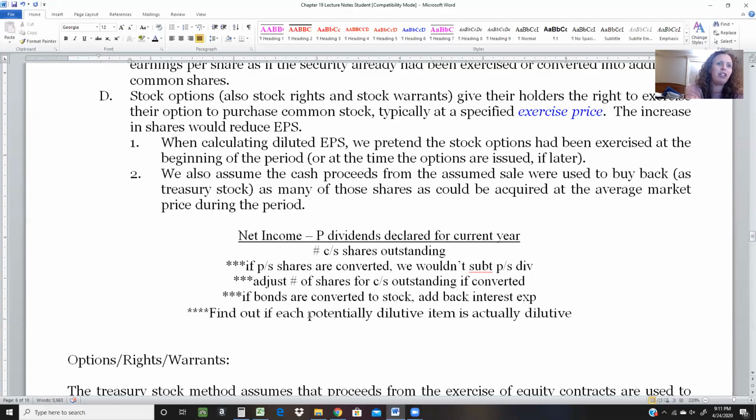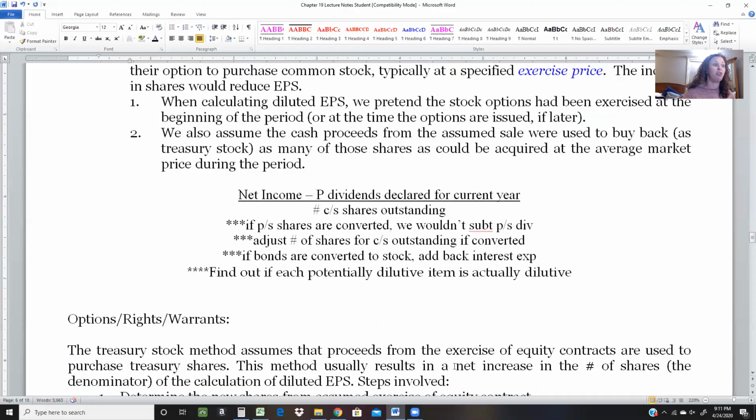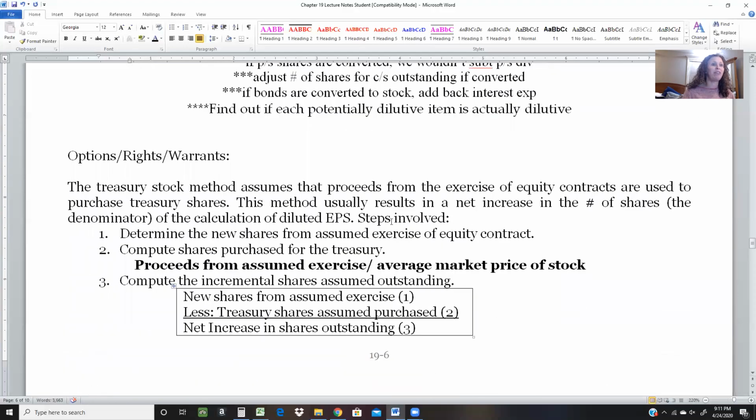With diluted earnings per share, we look at each dilutive security and determine if it makes earnings per share go up or down. If it makes it go down, then we have to report it. If it makes it go up, we don't have to. Right now you have no idea what I'm talking about, so we need to do some examples. Several different items may make your earnings per share go down, but a good one to think about is convertible bonds.